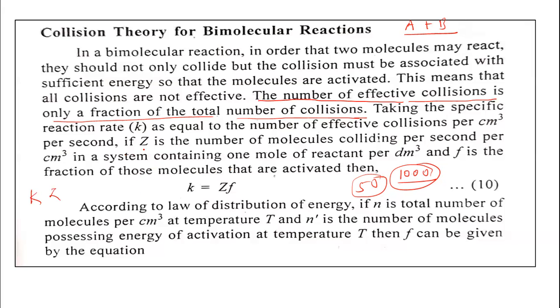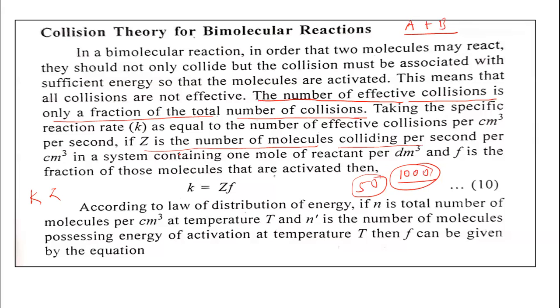Remember, what is Z here? Z is the number of molecules colliding per second per centimeter cube in a system containing 1 mole of the reactant, and F is the fraction of those molecules that are activated. So out of those collisions, some molecules will be activated.